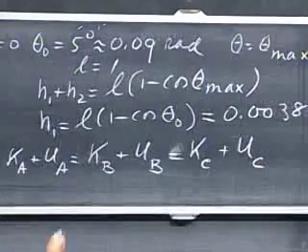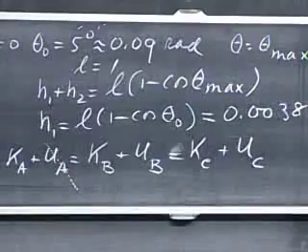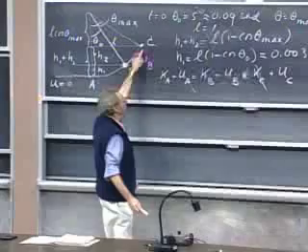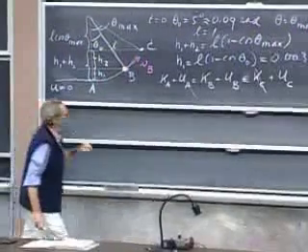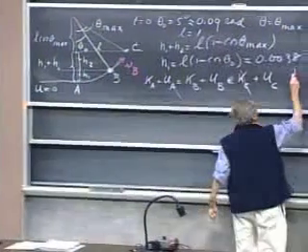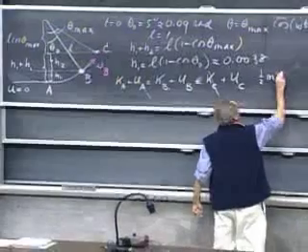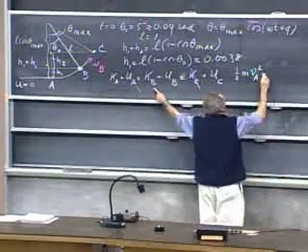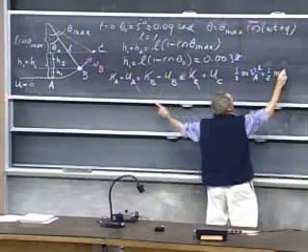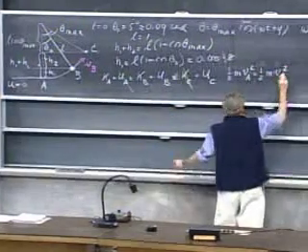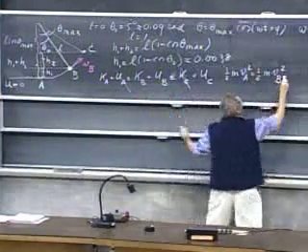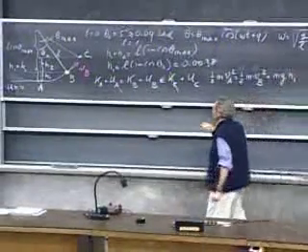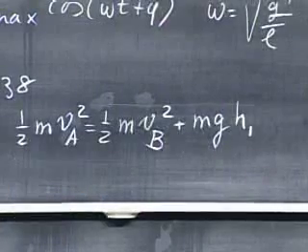Now the potential energy at A is 0, because we define it that way. The kinetic energy at C is 0 because it comes to a halt. So now we can write down that 1/2 m VA squared equals 1/2 m VB squared plus mg times h1, that is the potential energy at point B.